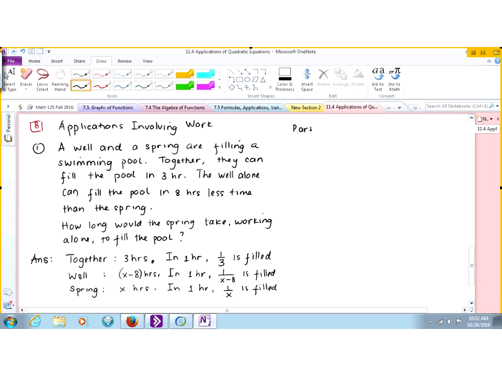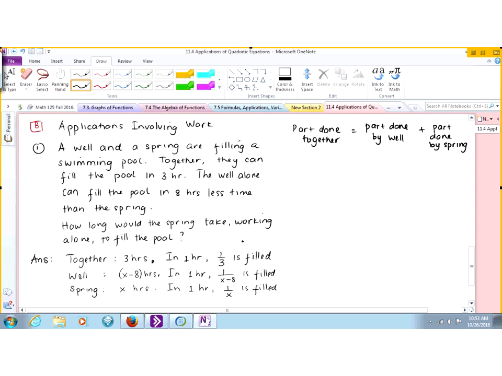So part done together is equal to part done by the well plus part done by the spring. Right? Okay. So part done together is part done by the well and part done by the spring.